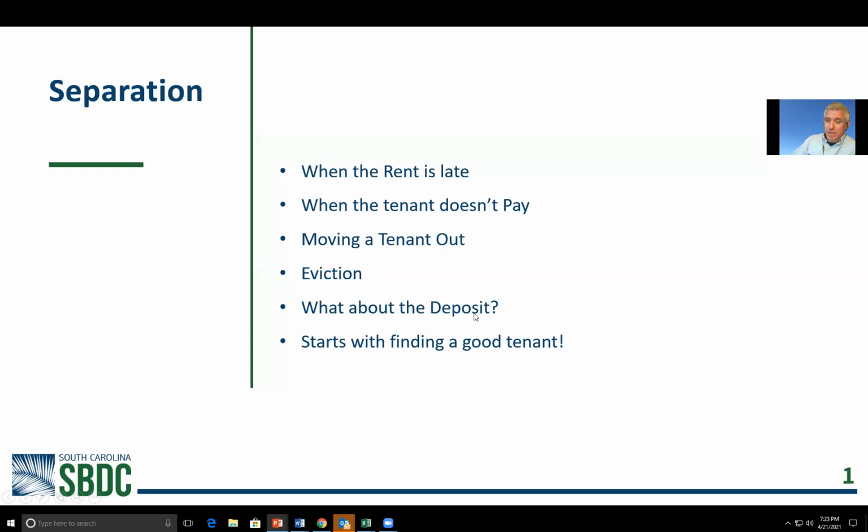So I did talk about deposits a little bit, and tenants moving out, and went back to the checklist. Just consider all that. You can keep deposits if they breach the lease, if there's damage, and there are things in the lease that spell out what gets taken from a deposit. So that's why you need a lease, and it starts with finding a good tenant, just like I've been saying.